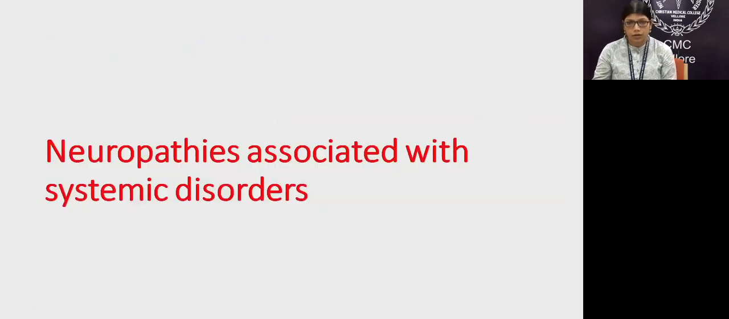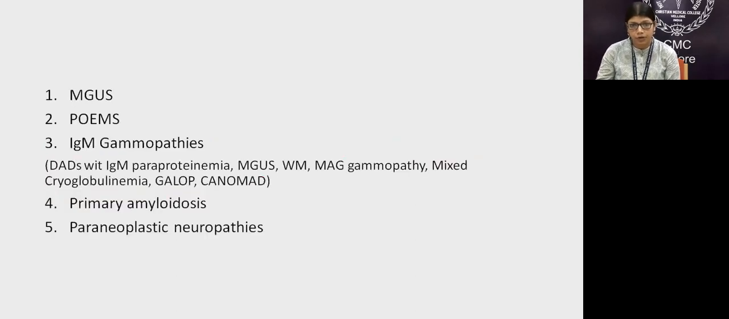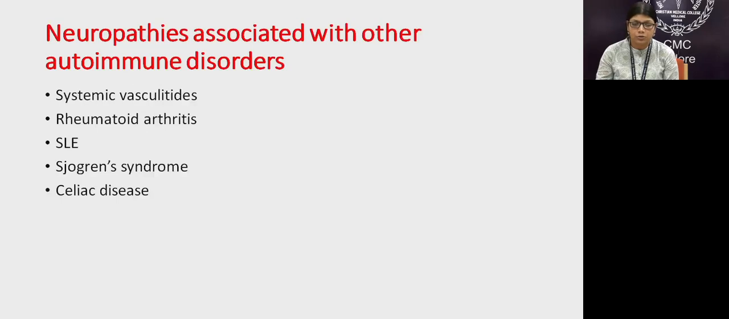Now, coming to the second half of the talk, which is the neuropathies which can be associated with other systemic disorders. So the predominant disorders are monoclonal gammopathy of unknown significance, POEMS syndrome, IgM gammopathies. Now, IgM gammopathies are of various types: primary amyloidosis and paraneoplastic. All of them have an immune mechanism and respond to immunomodulation, as well as treatment of the underlying disorder. And neuropathies can also be associated with other autoimmune disorders like SLE, which, apart from CNS, can also have PNS involvement apart from other organ involvement.